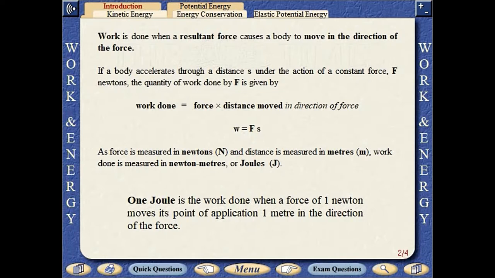Whenever a resultant force acts on a body, work is done by the force. If a body accelerates under the action of a constant force, the quantity of work done by the force equals the force multiplied by the distance moved in the direction of the force. As force is measured in newtons and distance is measured in meters, work done is measured in newton meters, or joules. 1 joule is the work done when a force of 1 newton moves its point of application 1 meter in the direction of the force.